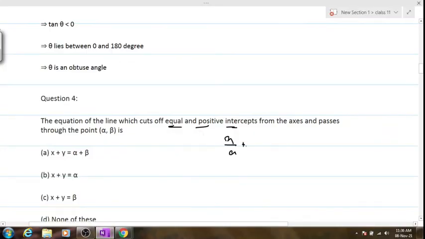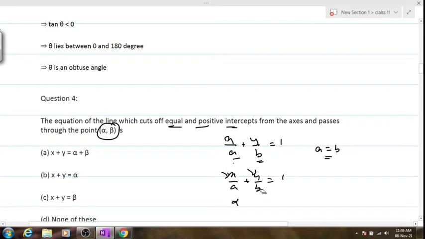We know that the intercept form is given by this, yes or no? And when the intercepts are equal, meaning a is equal to b, therefore it will mean that x by a plus y by b equals 1. And since the line is passing through alpha and beta, it will satisfy this line, yes or no?